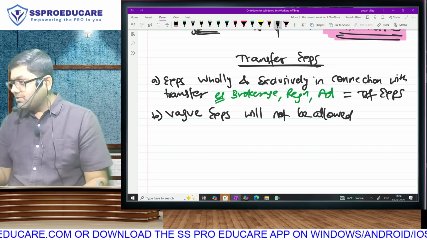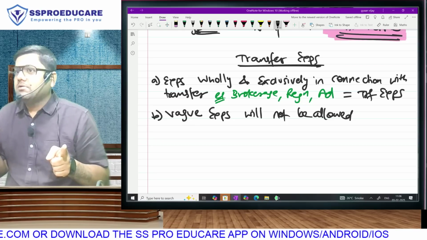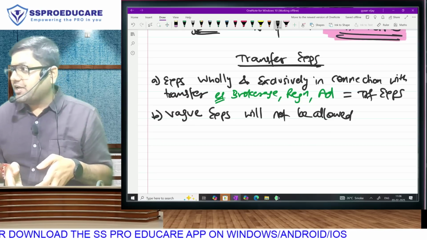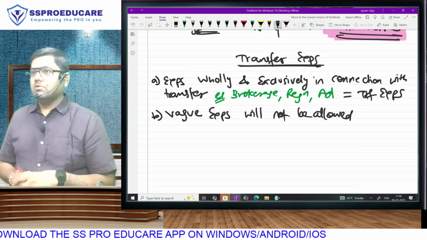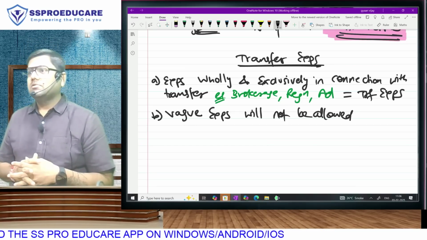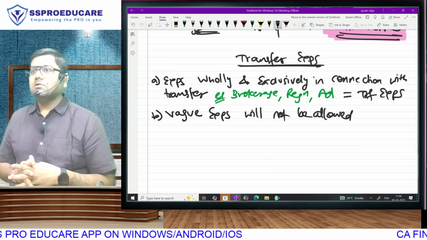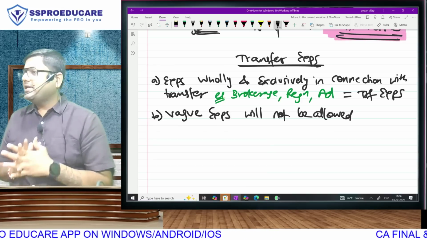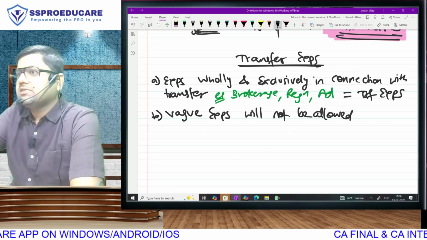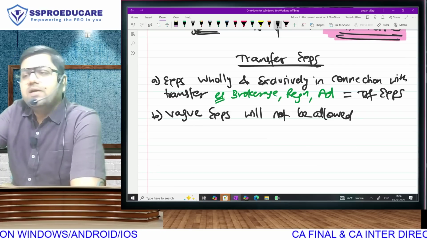There has to be some effect of your expense which results in the transfer. An expense which ensures that your transfer takes place is going to be allowed. You can't be claiming any nonsense expense. Any nonsense expense. Do you understand? Only an expense which has given effect to your transfer. Vague expenses not allowed.